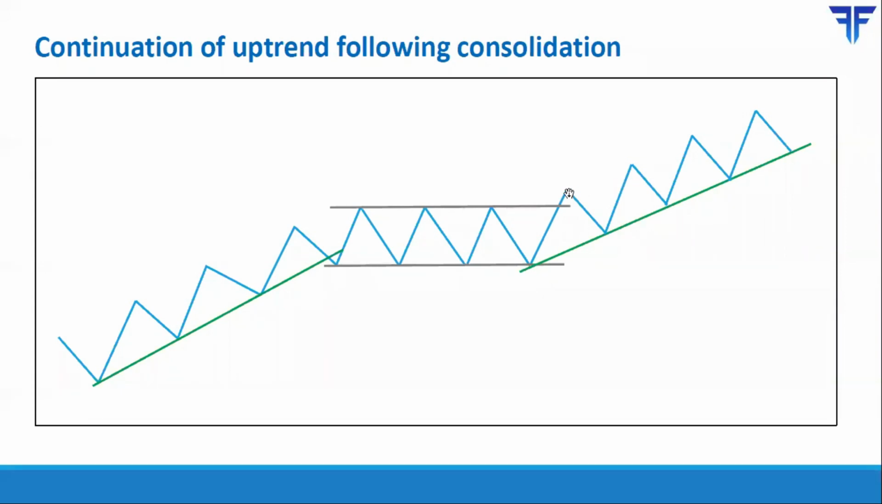So this was the first higher high following this consolidation. And then over here, when this high is broken, you have a second higher high. So that's a confirmation that the former uptrend has resumed following a brief period of sideways consolidation. So then, as you can see, price is consistently making higher highs and higher lows.